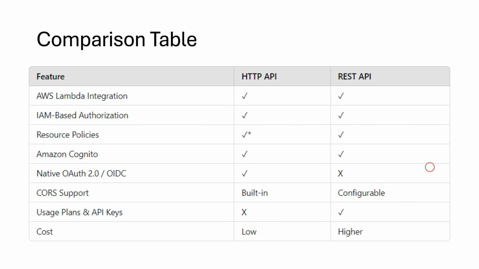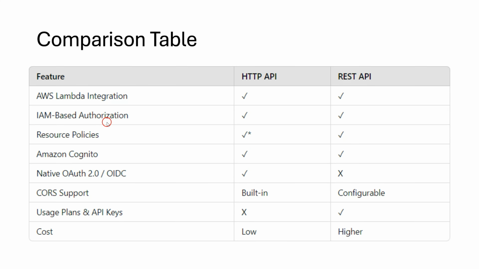So let's take a quick look at the comparison between HTTP APIs and REST APIs. Here I have written a table where you can see a feature and what is available in HTTP and REST. So AWS Lambda integration is available in HTTP API and REST API. But remember, this is proxy integration. When it comes to HTTP API, Lambda integration is proxy. You can't do any transformations here, but you can use Lambda as your backend. Even in REST API, you can use Lambda as your backend with proxy and without proxy.